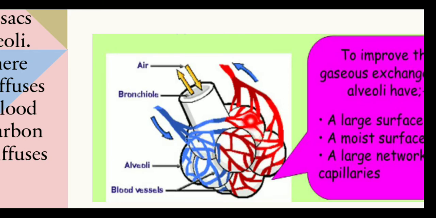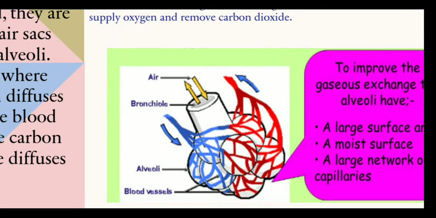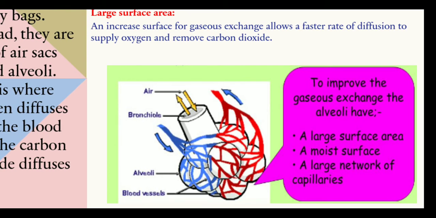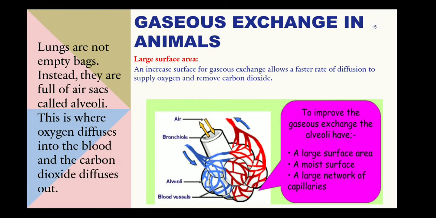These blood vessels have thin walls, plus these alveoli have very thin walls, and that is why the gaseous exchange can take place. So the walls are thin, the surface area is large because the lungs are not empty sacs, they are not one whole sac, but they have several small air sacs due to which the surface area has increased. They remain moist and they have a large network of capillaries around them.